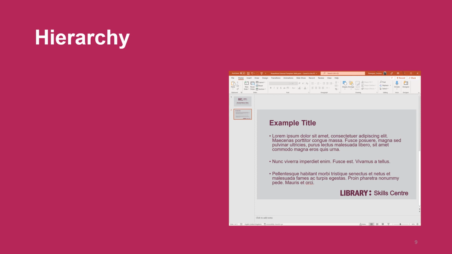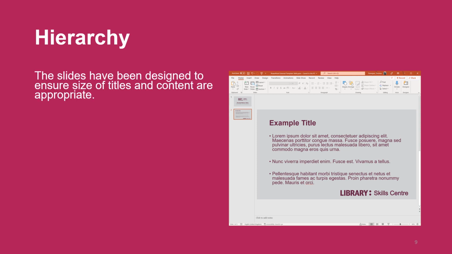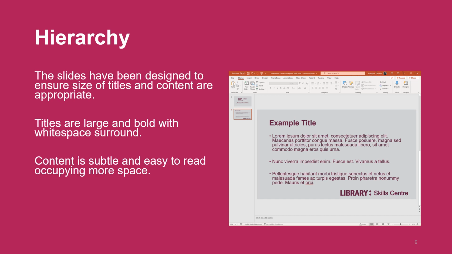A good example of hierarchy is how the PowerPoint slides have been set up. The slides have been designed to ensure that the size of titles and content is appropriate. Titles are large with a bold white space surround, making them clear, and the content is subtle and easy to read, occupying more space. All titles and content are aligned on each side, so you don't have to worry about editing this.